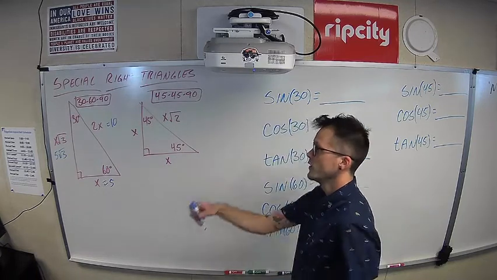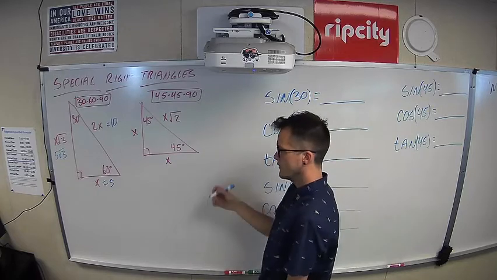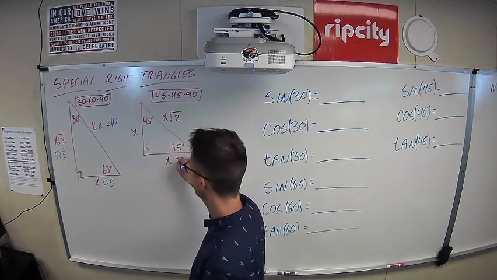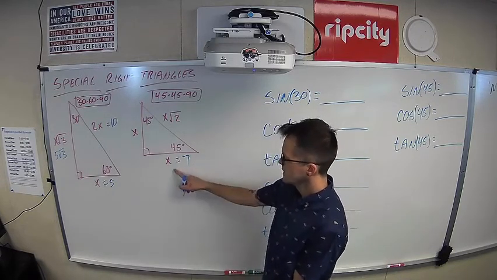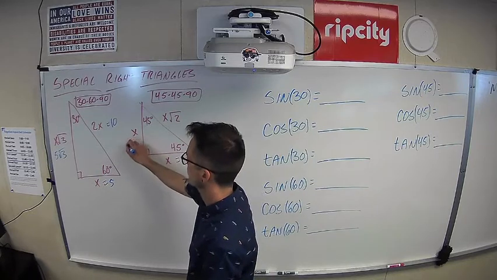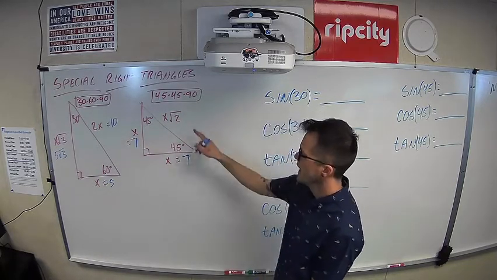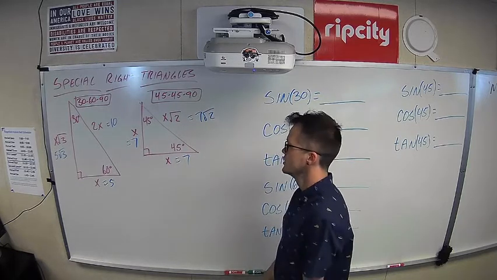For the 45, 45, 90 triangle, same thing, just a little bit different. Say we have this triangle, we measure our x. In this case, x happens to be 7. Just making up these numbers as I go here. We know if one of the legs has length 7, the other one must also have length 7 because these ratios are given to us. And the hypotenuse of this one is going to be 7 times the square root of 2.